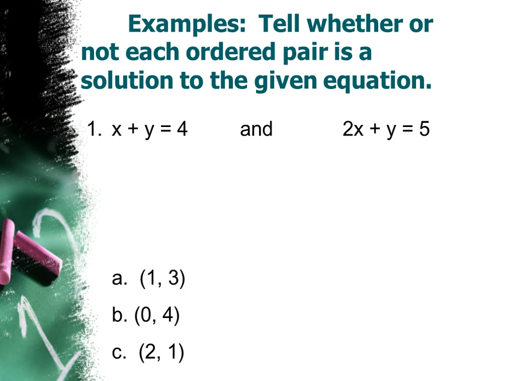Well, let's look at B. Is that a solution? 0, 4. You look at number 1, and yeah, 0 plus 4 is 4. That's true. But over here, 2 times 0 plus 4 is actually not 5. That's 4. 4 does not equal 5. And same with C. I plug in 2 for x and 1 for y. 2 plus 1 equals 3, not 4. So right away you see that that's not right. While it does work in the other one, it doesn't work in the first one.